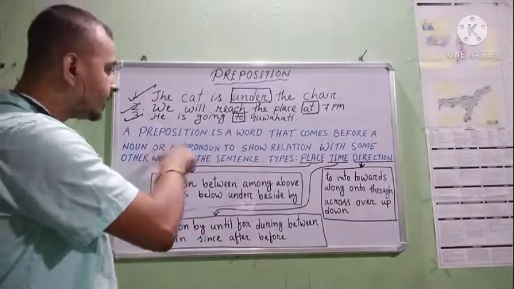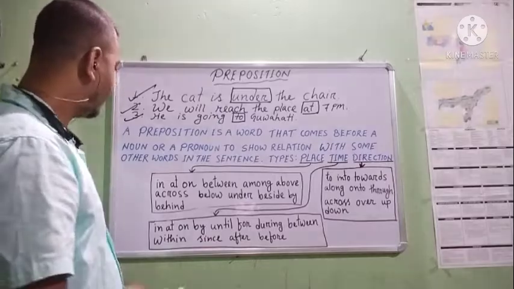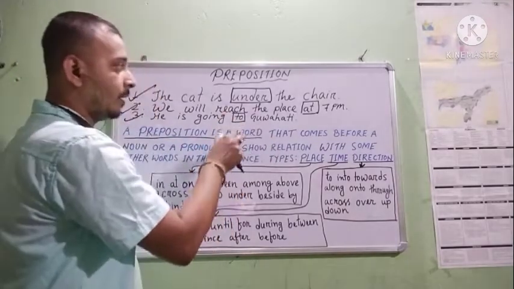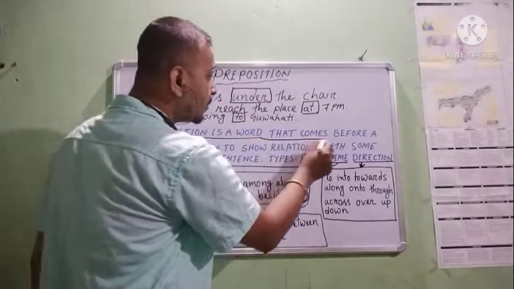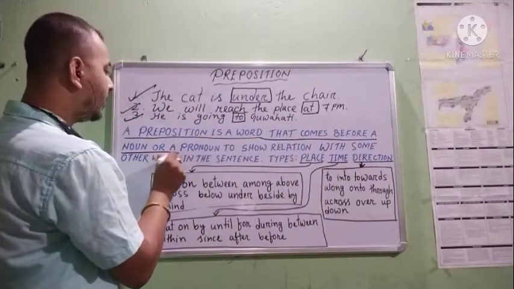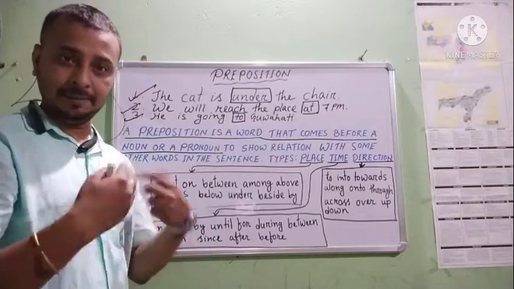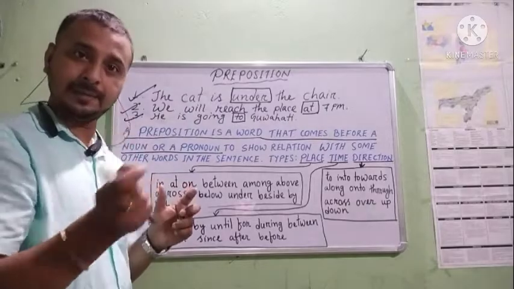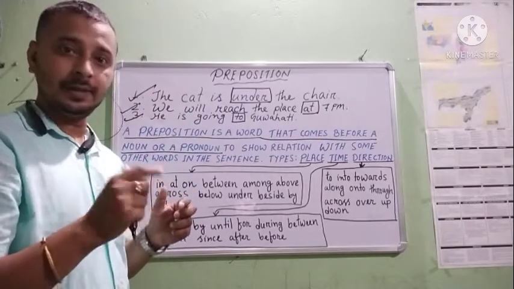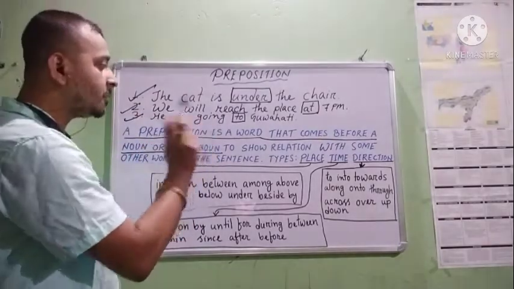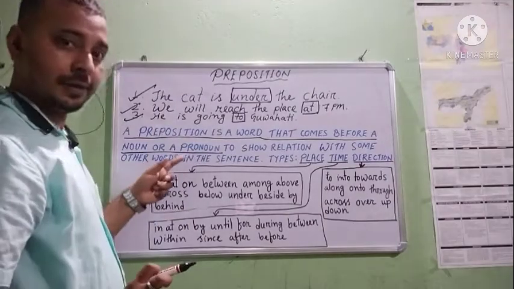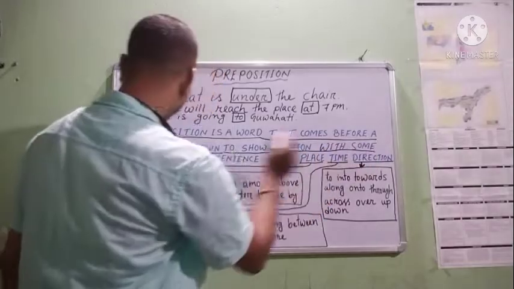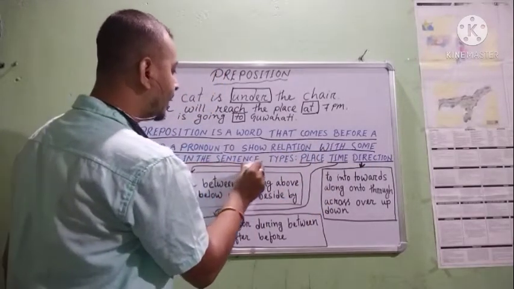But before that, you see this definition of preposition also. Okay, what is a preposition? A preposition is a word. It's obviously a word that comes before a noun or a pronoun. Now, what is a noun? Any naming words are noun. So it comes before a noun or a pronoun. Pronoun replaces a noun. Means pronoun comes in place of a noun. These are pronouns. So a preposition is a word that comes before a noun or a pronoun to show relation with some other words in the sentence.